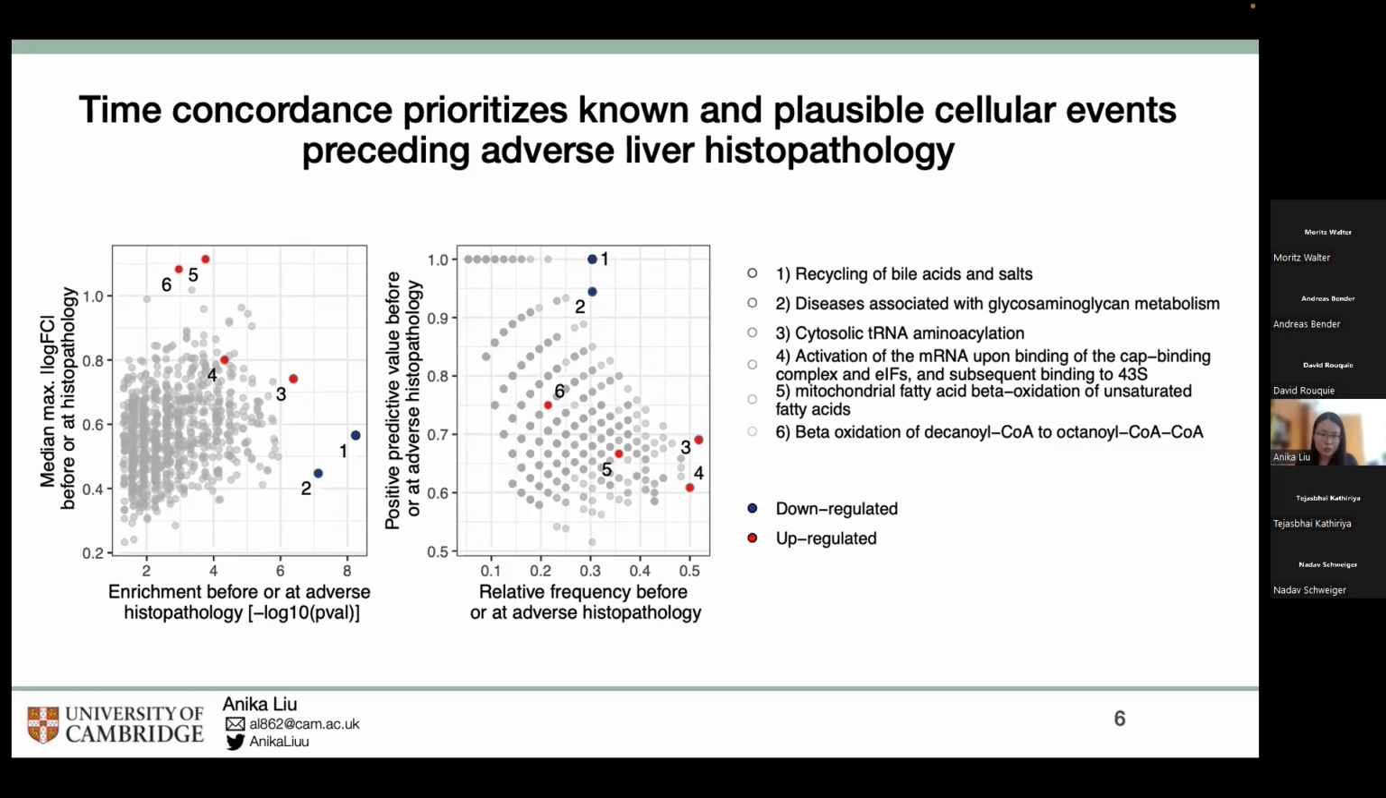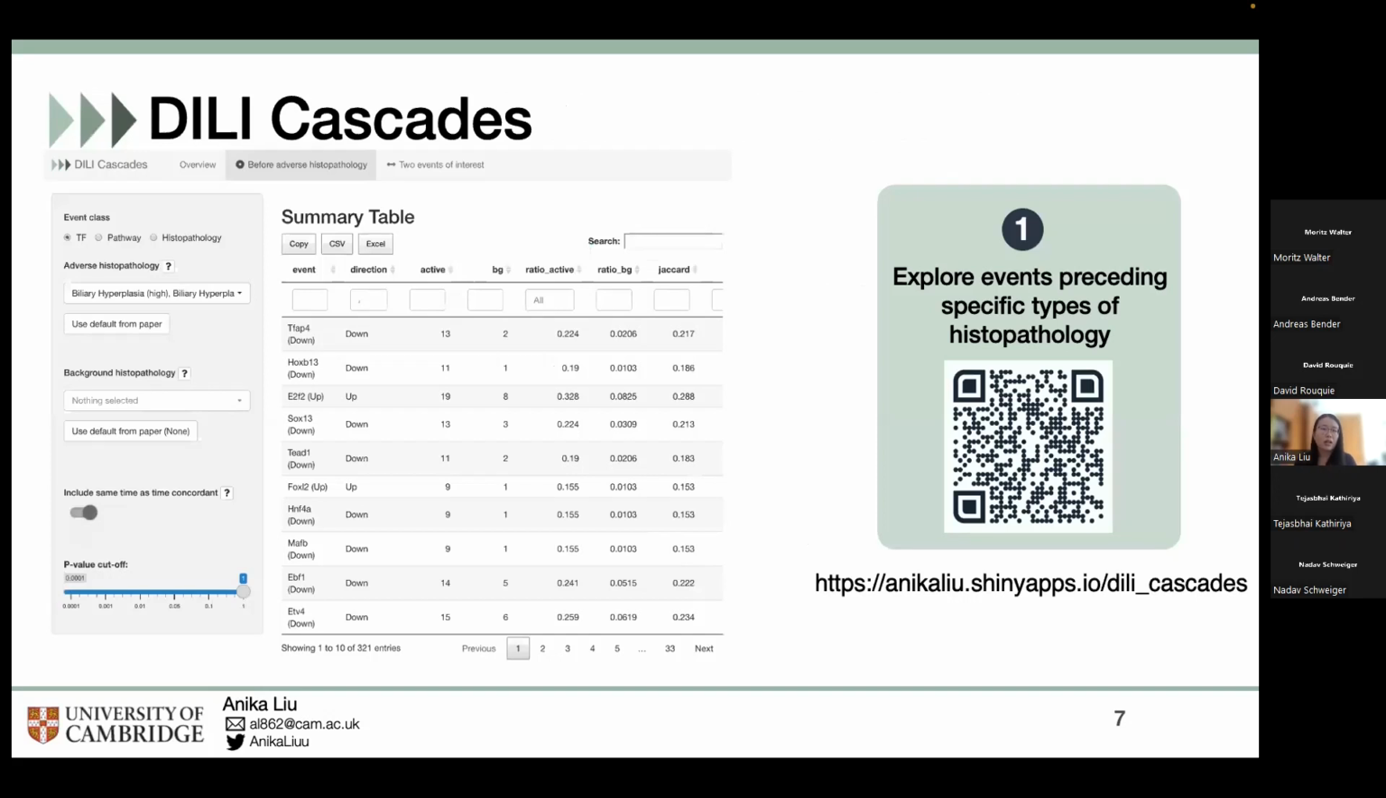The advantage of this approach is, of course, that it's automatable. This was purely based on the data without requiring information on which pathway or transcription factor you're looking for. So you can check time concordance for any event you might be interested in, as long as it is inferable from the gene expression and histopathology data. For that reason, we also developed a Shiny app where you can explore time concordance interactively. We call it DILI Cascades. It's accessible via the QR code here, or also the link.